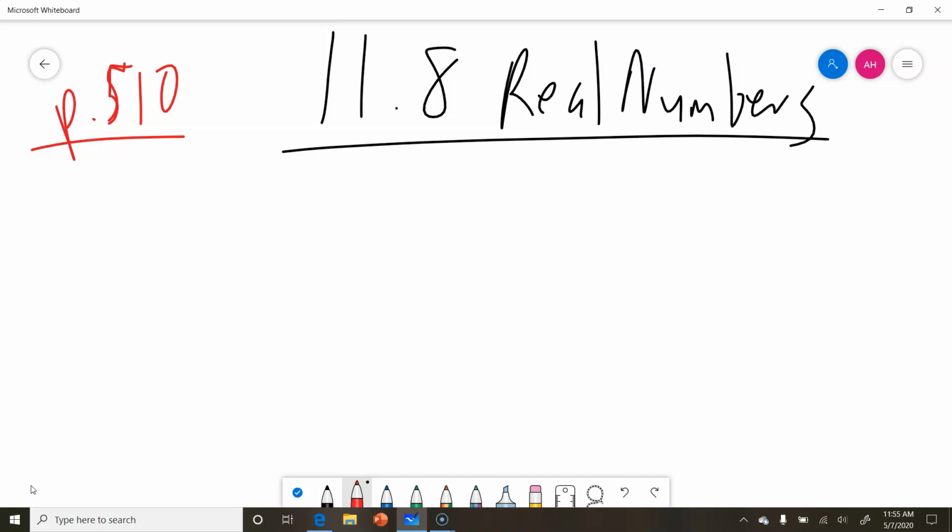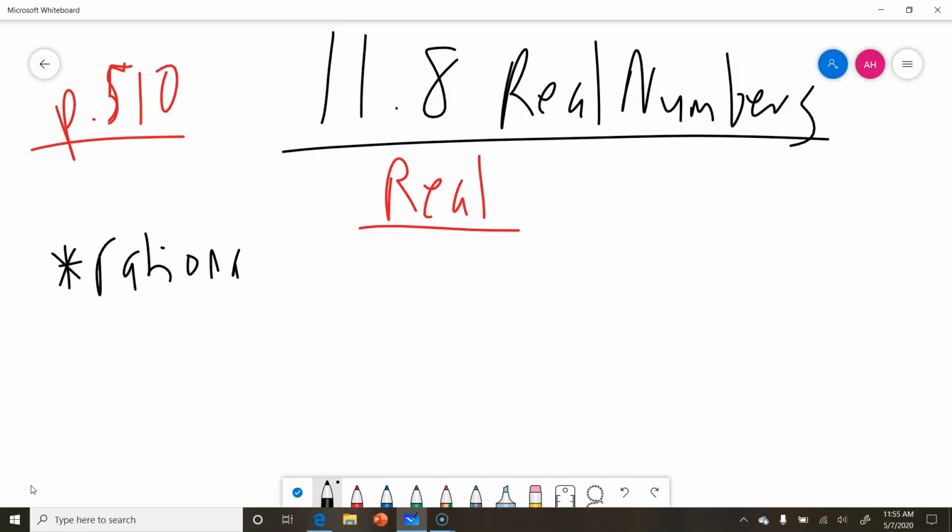So we have what we call the group of real numbers, which we have talked about before. We have two groups. We have rational, as listed there in the book, and then we call irrational. Okay, so this should bring back some memory.